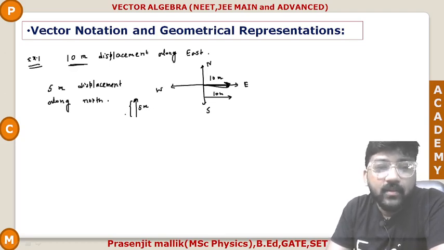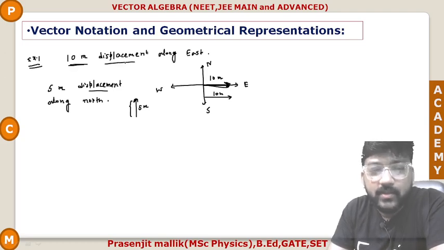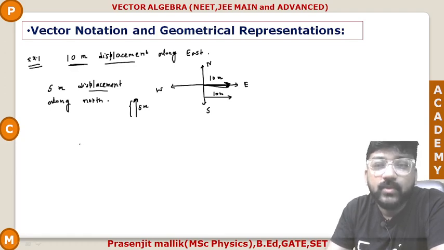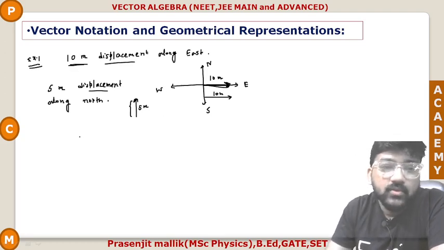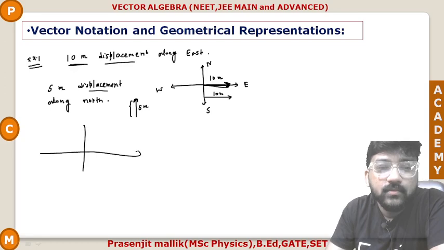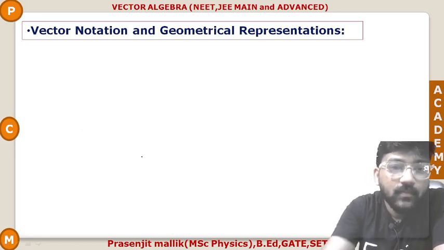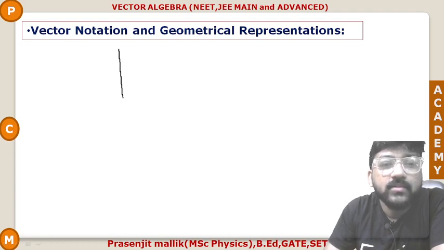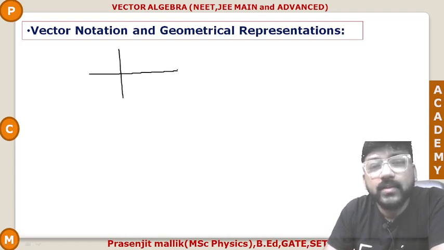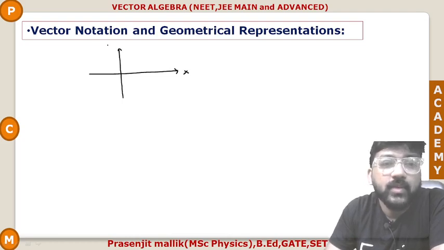So basically, to represent a vector in a geometrical plane, we just draw a line along that direction and use an arrowhead along this direction. If you want to represent a vector in general, otherwise displacement, there are many other vectors. If you want to denote a vector quantity, we have to choose a geometrical plane, and instead of east, west, north, south, we will use x, y coordinates. Suppose this is your y-axis and this is your x-axis.